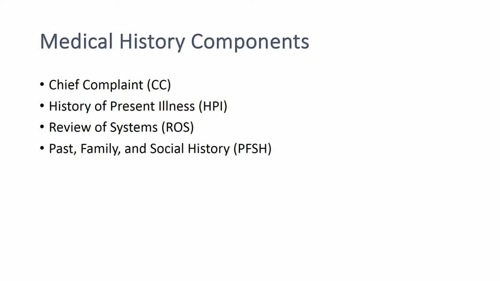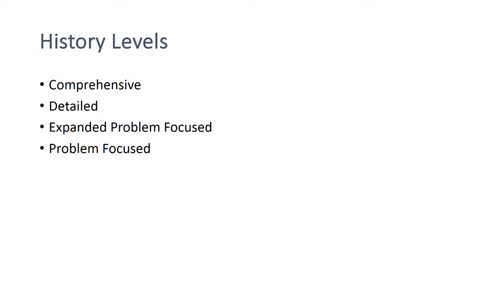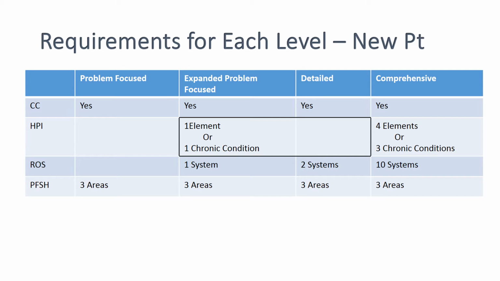So the history, as defined by the 1997 guidelines, has four components: a chief complaint, a history of present illness, a review of systems, and a past family and social history. There are four history levels: comprehensive, detailed, expanded problem-focused, and problem-focused. The guidelines include a table that defines the requirements for each level of history.